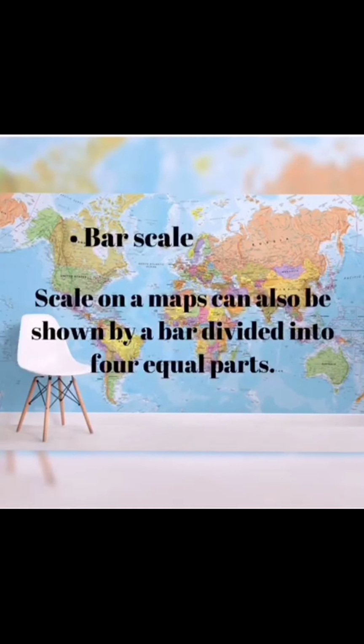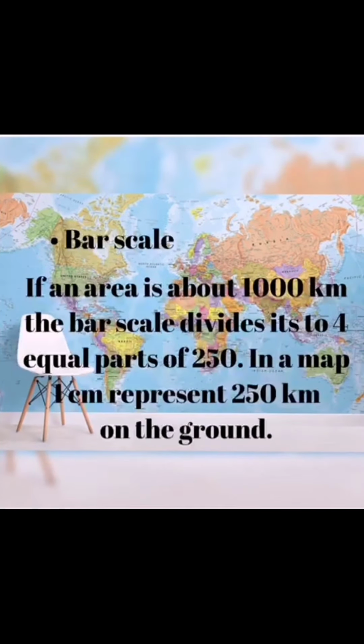Bar scale. What is bar scale? Scale on a map can also be shown by a bar divided into 4 equal parts. If an area is about 1000 kilometers, the bar scale divides it into 4 equal parts of 250. In a map, 1 centimeter represents 250 kilometers on the ground.